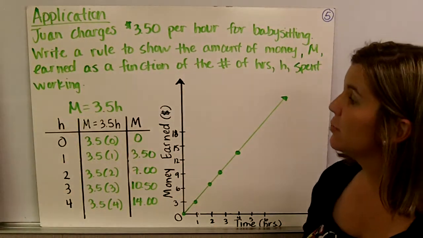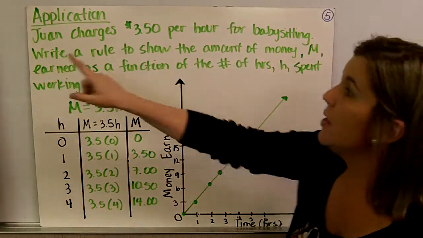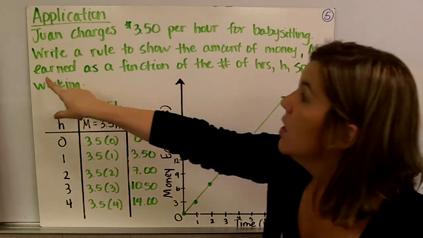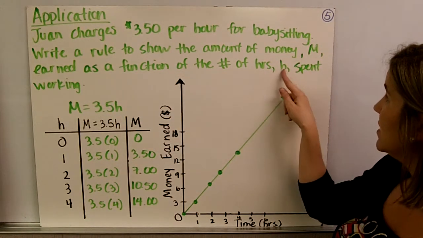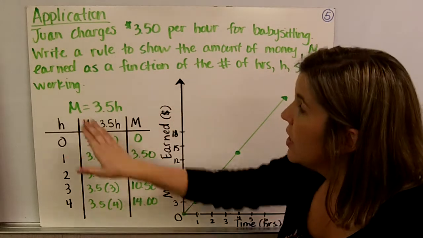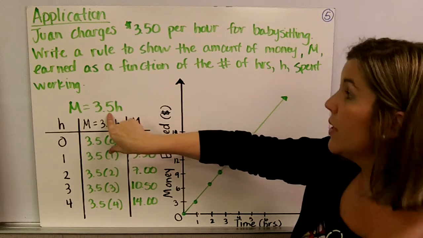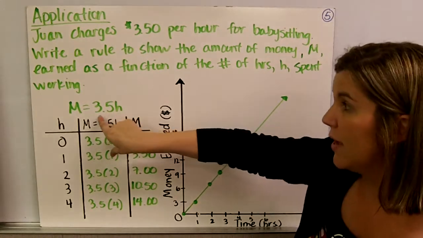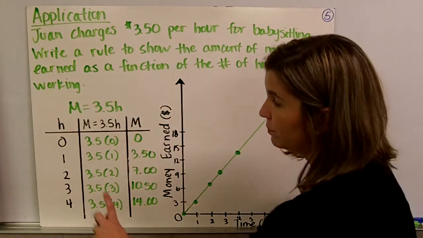All right, an application problem. So Juan charges $3.50 per hour for babysitting. Write a rule to show the amount of money, and we're going to call it M, earned as a function of the number of hours, H, spent working. So here's our function rule. The money he made is $3.50 per hour. So per means multiply. So 3.5 H. I've drawn the function table.